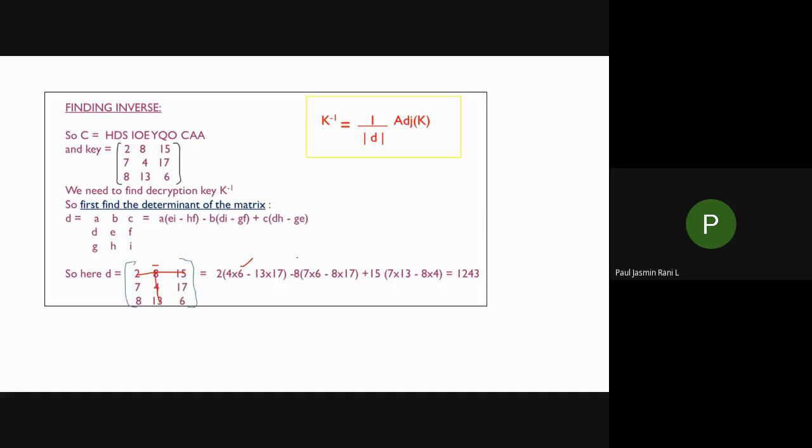This is how you find this one. And the last one is 15. For 15, it is plus 15 into the cofactor, hiding this part and multiplying: 7 into 13 minus 8 into 4. After evaluating this part, you will get the answer for this determinant. So 1243, this is your determinant value.